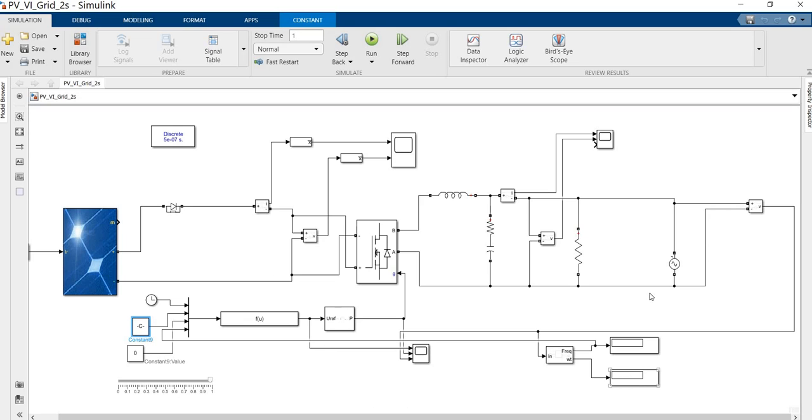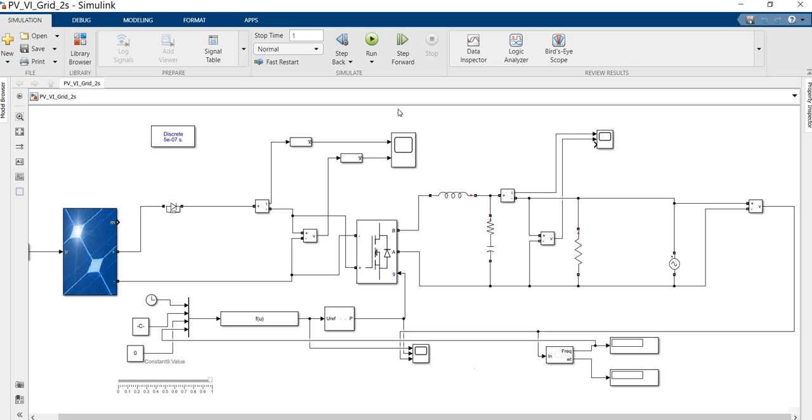So now I am integrating this grid through this PLL. The output of the PLL is a frequency, and I am going to feed this frequency here. I measure the output of the grid voltage and the modulating signal. What is the modulating signal? That is the PWM output. Both we are going to compare, to see whether the grid connected system is synchronized or not.